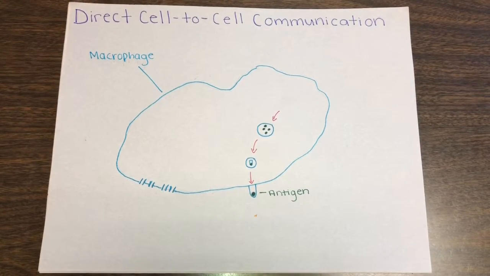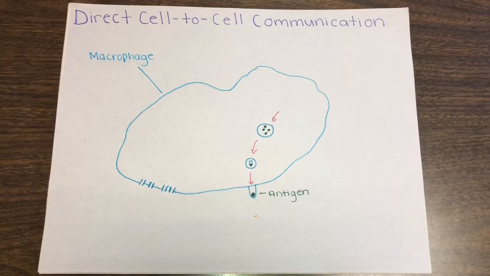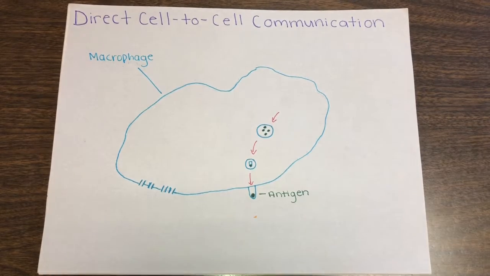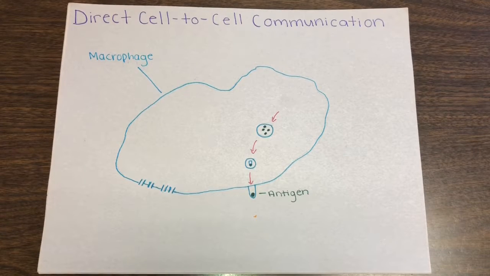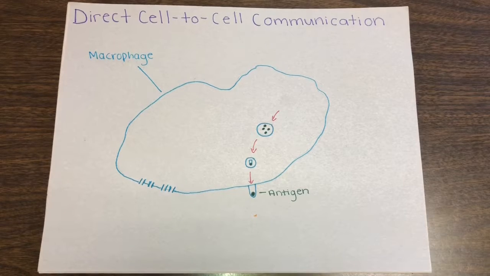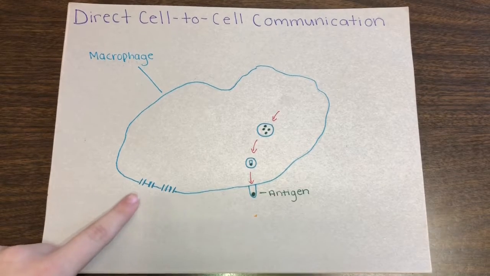Cells are the basic unit of life and are necessary for processes to occur in our bodies. Cells must communicate in order for processes to function. Shown here is a properly functioning cell completing direct cell-to-cell communication. This cell is a macrophage, a type of white blood cell found in our immune systems. The membrane of the cell is covered with protein channels.